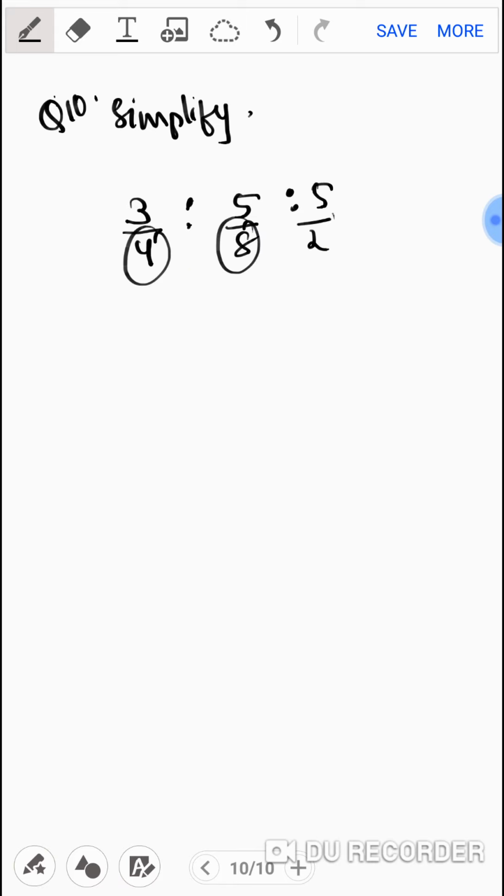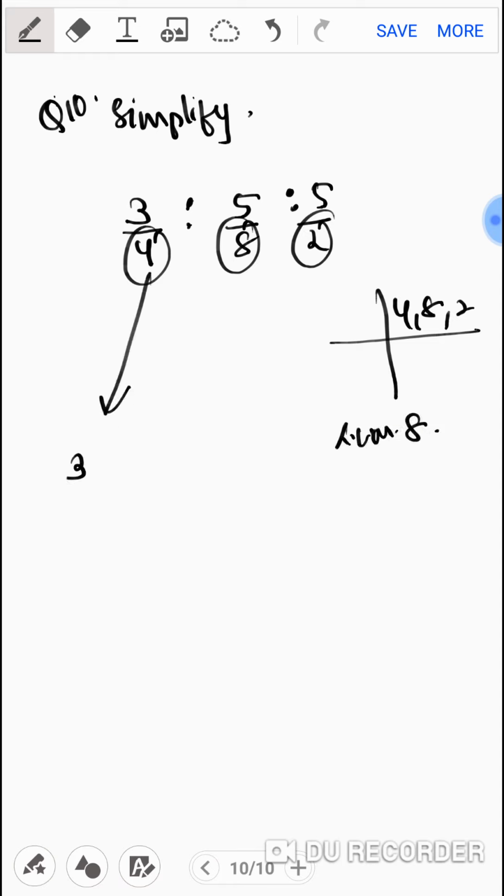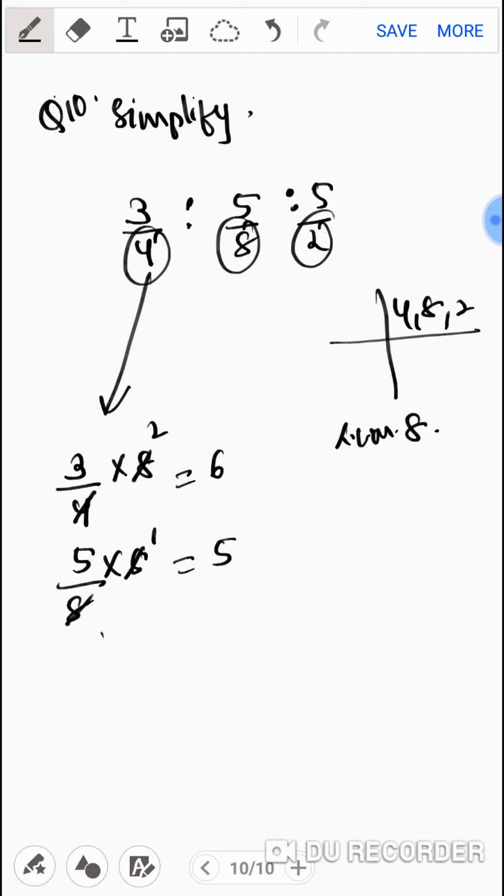So your final answer is 2:3. Question number 10 says you have to simplify 3/4, 5/8, 5/2. The denominators are 4, 8, 2. You have to take the LCM of this and you will notice that the LCM you are getting is 8. You have to multiply each part of your ratio with 8. Once you do this, you will get 6:5:20. You have to keep it as it is.